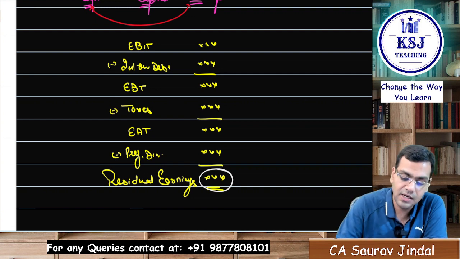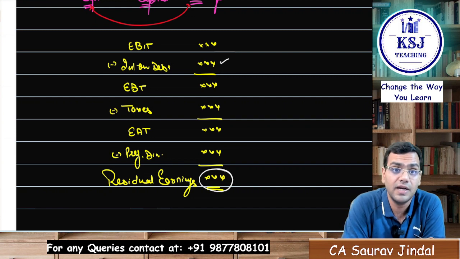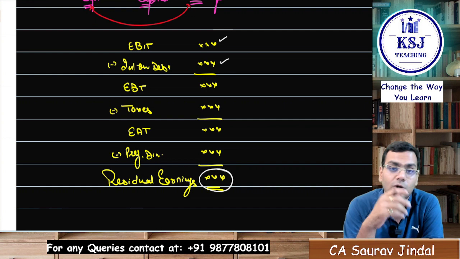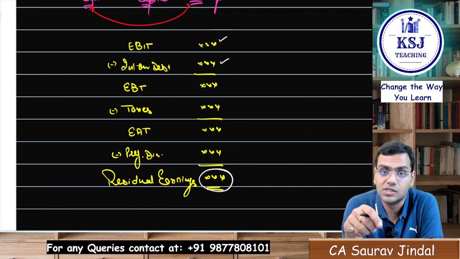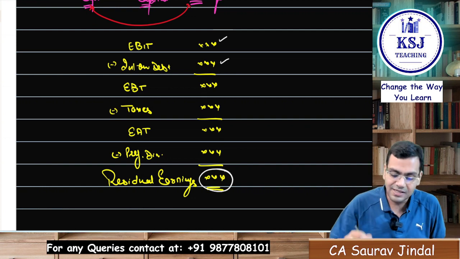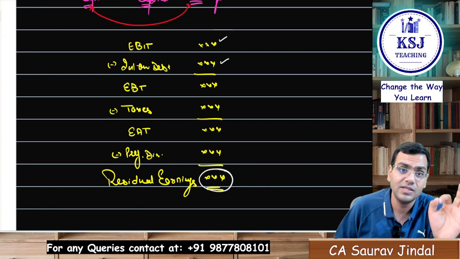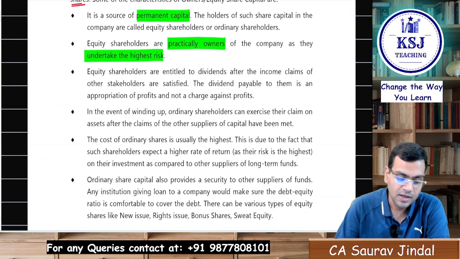Secondly, in case the company is not able to pay off this fixed commitment of interest on debt, if the company does not have sufficient EBIT to pay interest on debt, then who is liable to pay this? The owners of the company, that is the equity shareholders. That is why they have the highest risk. They are the owners, and the owners carry the highest risk.